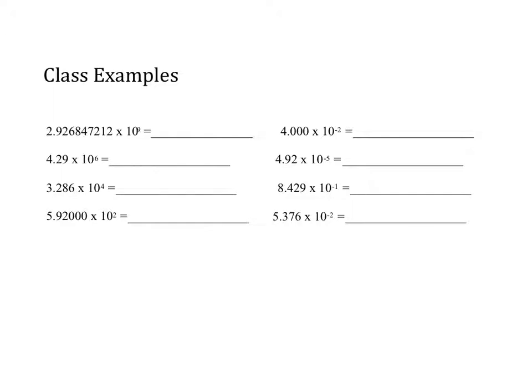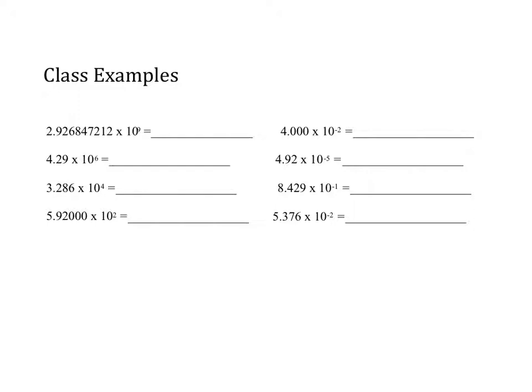So we have a few examples here of doing that, similarly to how we did the last set of examples. I'll do a few. You can pause the video, and then the rest of the answers will pop up. So let's look at that first one. 2.926847212 times 10 to the positive 9. I know it's a little hard to see here, but your notes has it pretty clear.